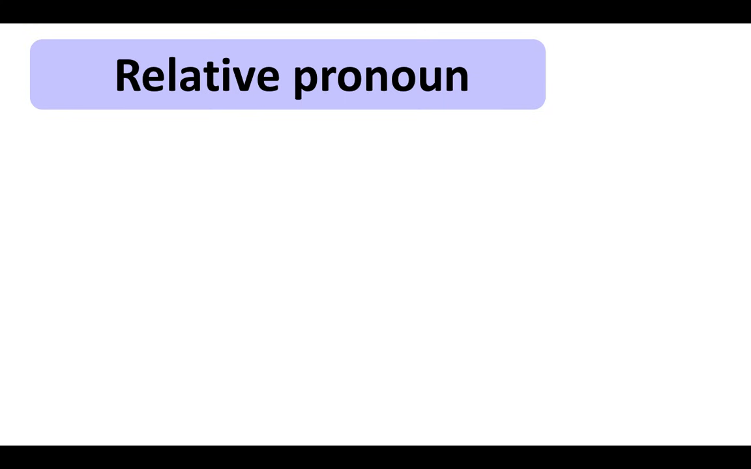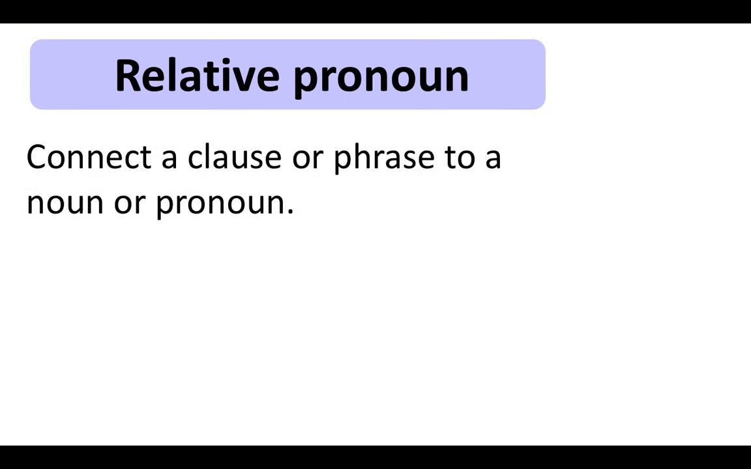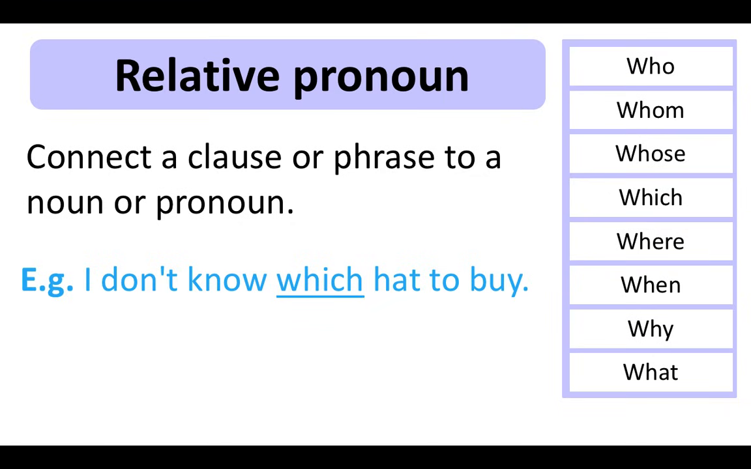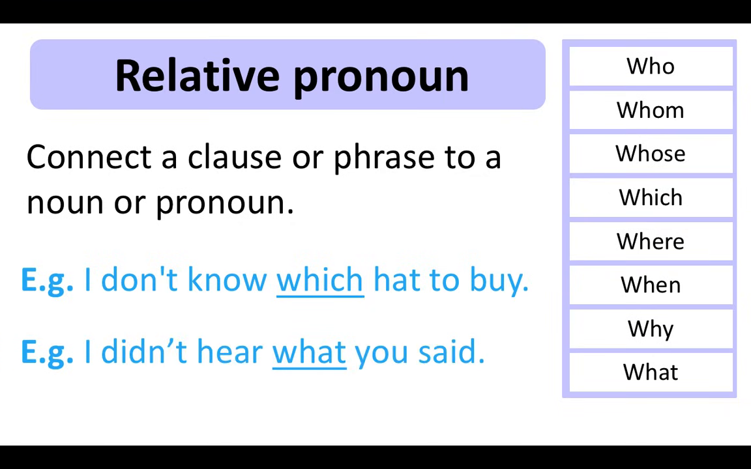Relative pronoun. Relative pronouns connect a clause or phrase to a noun or pronoun. This includes who, whom, whose, which, where, when, why, what. For example, I don't know which hat to buy. I didn't hear what you said.